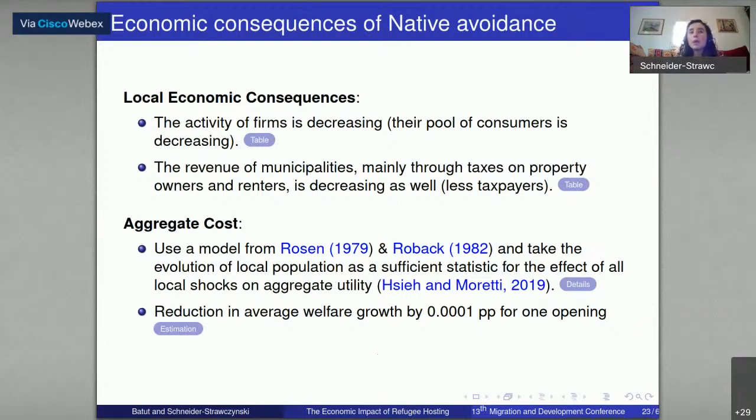The activity of firms is decreasing: the number of firms decreases by around 3%, and the value of sales decreases by 5%. As well, the revenues of the municipalities decrease, as the taxes that they collect decrease by 3%. And we also use a spatial general equilibrium model to show that there is an aggregate cost to society, with a reduction in welfare growth because of this native avoidance resulting from the opening of the refugee housing center.